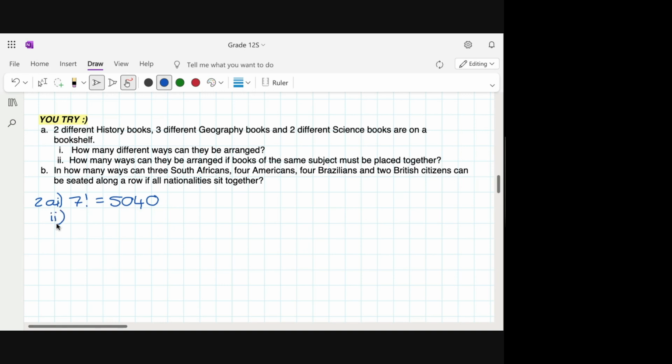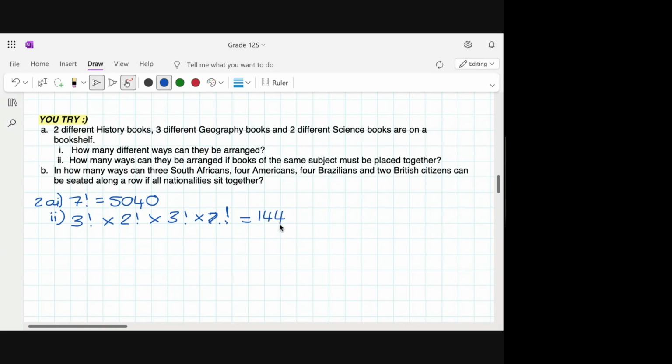What about if I want to arrange them in the same subject and place them together? Well, how many subjects do I have, or groups, or blocks, or whatever you want to call them? I've got 1, 2, 3 blocks. So I'm going to have 3 factorial times by, within the first block, I've got 2 factorial. Within the second block, I've got 3 factorial. And within the last block, I've got 2 factorial.